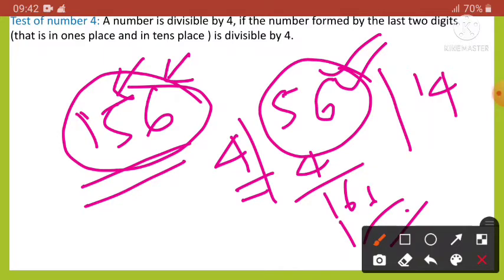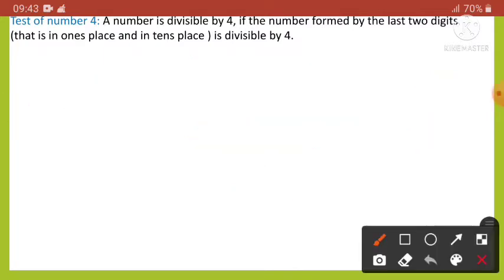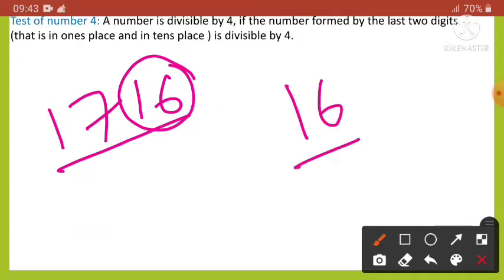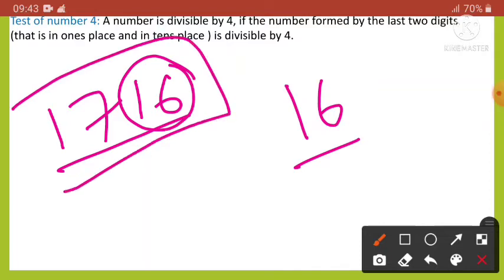So the rule is we have to check the last two digits, the ones place digit and the tens place digit. If this number is divisible by 4, then we can say that the whole number is divisible by 4. Like suppose I am taking 1716. To check the divisibility test of 4, we have to take the last two digits. Here it is 16, and we know 16 is divisible by 4. Then we can say exactly that the number 1716 is divisible by 4.